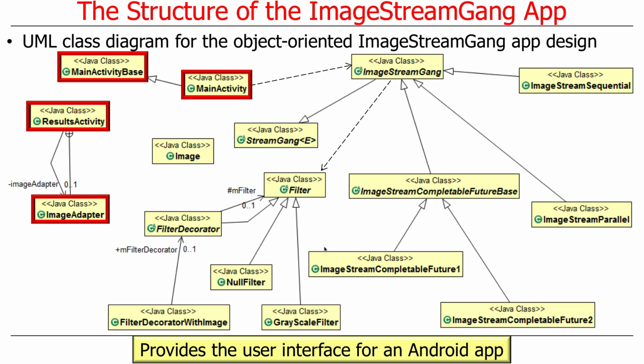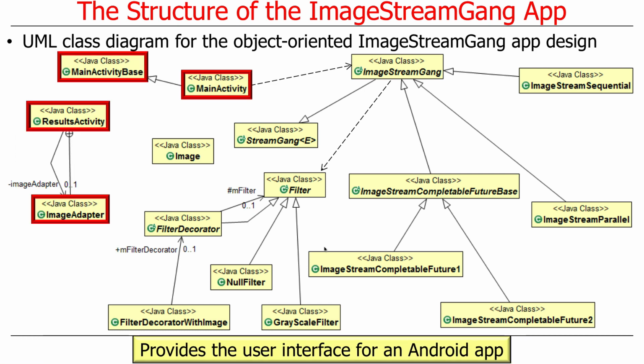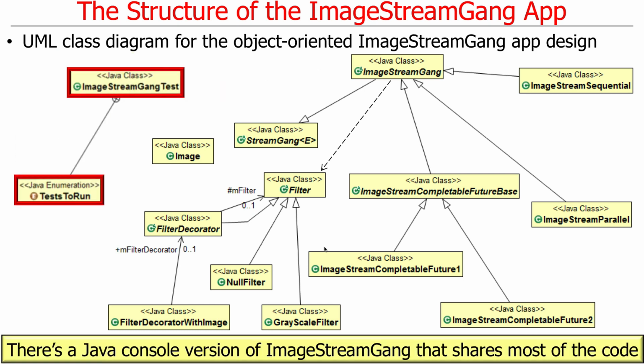So you can see here Android's got a bunch of user interface classes. And for the one that runs on the command line, it's much simpler because it's just running things and testing the performance. So that's the Android hierarchy. This is the command line hierarchy.